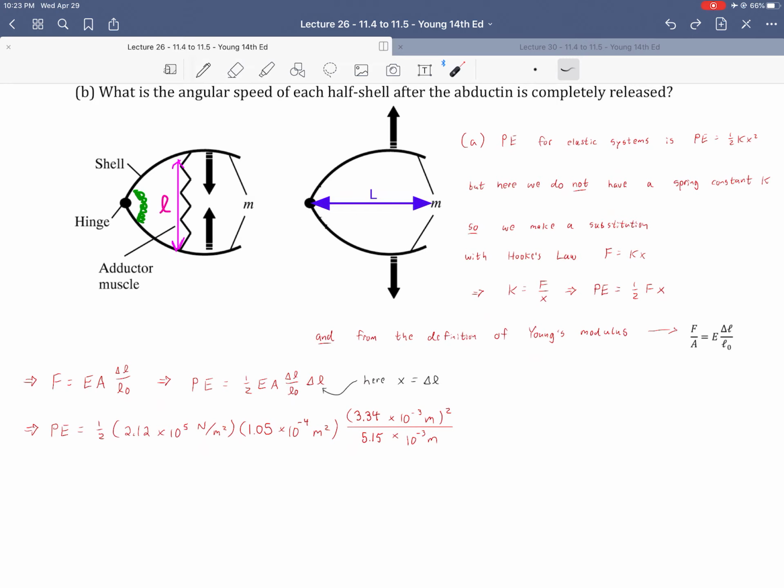So now I should just be able to plug in the numbers, and I do. I plug in the elastic modulus that we were given, the specific one for the biological material abductin. We plug in the cross-sectional area, again given. We plug in the change in length and the original length. We make sure to square the change in length. And we get 2.41 times 10 to the negative 2 joules, or 24.1 millijoules. Not a lot of energy, but it's a small organism.